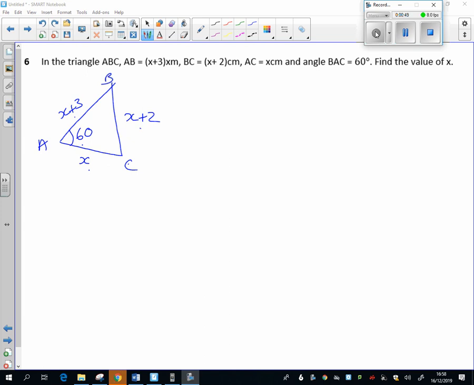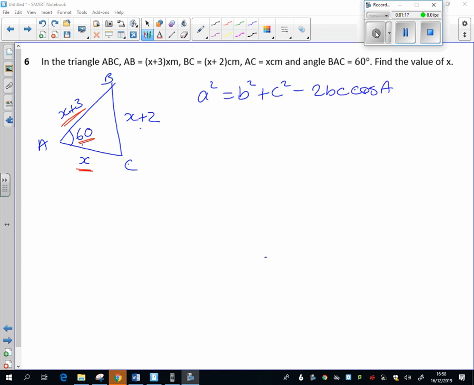So it can't be sine rule, unfortunately, because that's really the easiest one to use, because I only have one angle. So it's going to be cosine rule. So there's my angle and two sides. So cosine rule we generally quote as a squared is b squared plus c squared minus 2bc cos A.